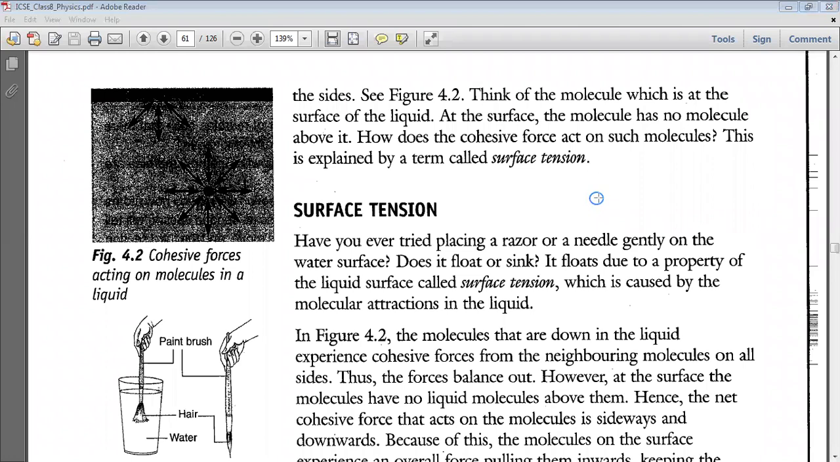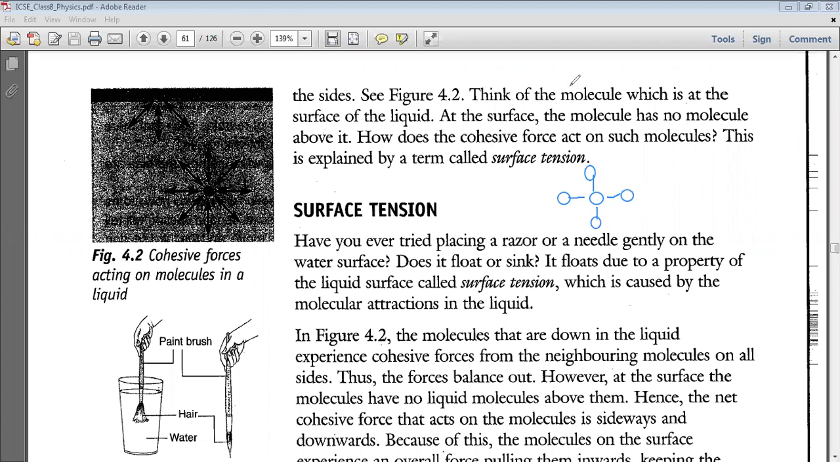So this is the molecule at the middle. At its four sides there are four other molecules, and these molecules continuously attract this molecule. A attracts, A attracts, and hence the net force acting on this balances out everything. So the forces get balanced, right?